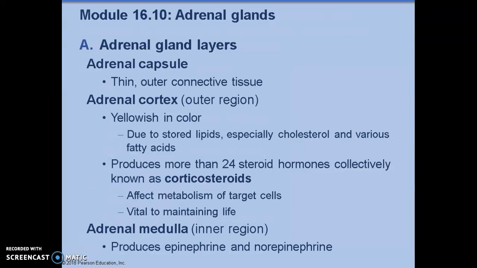There is an adrenal capsule, and there are two parts of the adrenal gland: the outer cortex, which is yellowish because it stores lipids, especially cholesterol, and then the inner part, the medulla. The outer cortex produces the steroid hormones. Together they are called the corticosteroids, and these affect metabolism of target cells and are vital to staying alive. The medulla, the inner portion, produces epinephrine and norepinephrine.